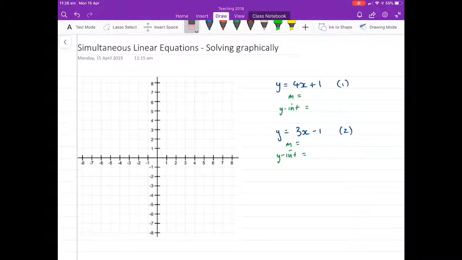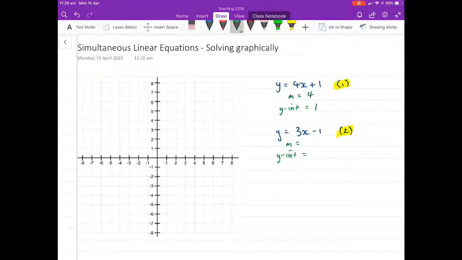Okay, having a look at solving a pair of simultaneous linear equations here graphically. On the right hand side we've got our two equations, and I've labelled them equation 1 and equation 2. What we need to do is get some information out of both of those equations in order to plot our two lines on our graph, and then we can see where the solution, if there is a solution to these equations, is.